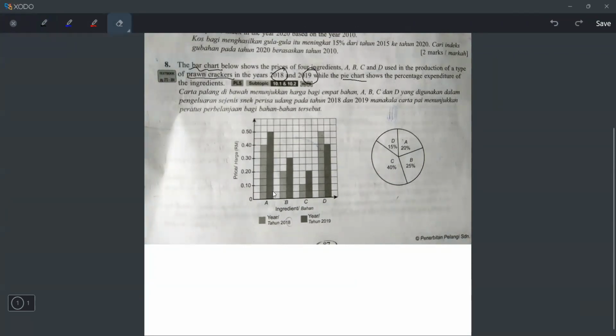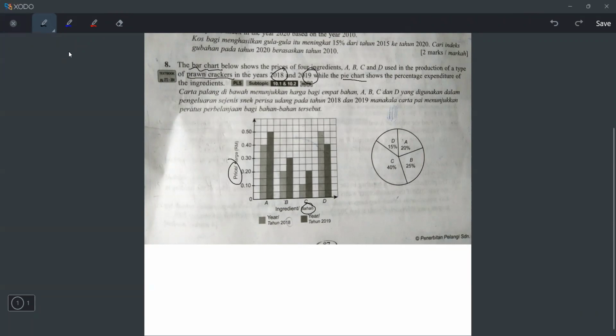Because if you look at the bar chart, what is A? You see this? There you got, right. This is the price, and this is the ingredient. So we have ingredient A, B, C, D. Means this is actually not the weightage. This is the price. The left side one is the price in 2018, and the right side one is the price in 2019. And then they say the pie chart shows the percentage. This is the weightage, the expenditure of the ingredient.